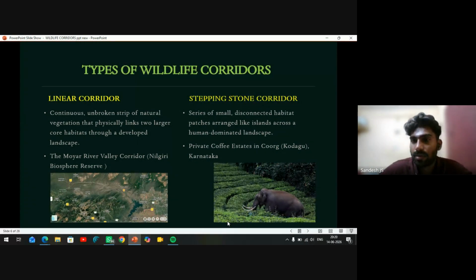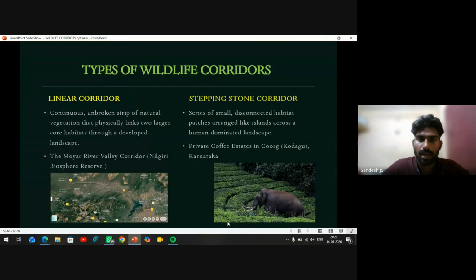Coming next is the stepping stone corridor. Unlike the linear corridor, the stepping stone corridor is not a continuous pathway. It's a series of small disconnected habitat patches arranged like islands across a human-dominated landscape. So the linear corridor is mostly on the forest pathway, but the stepping stone corridors are in the human-dominated landscape. It's a functional chain of green islands, which wild animals use to take a rest or stop and forage, and then move on, like functional islands for them to move long distances.